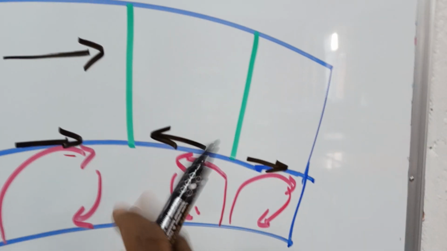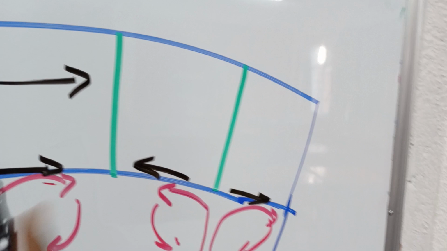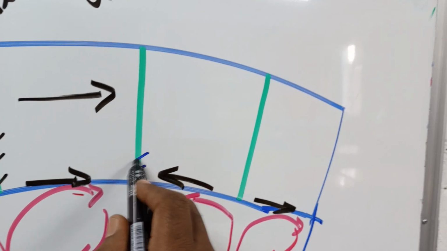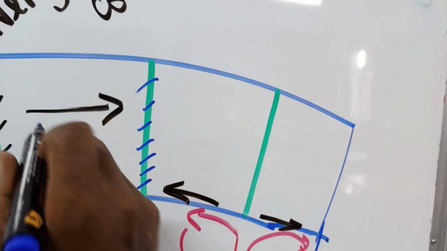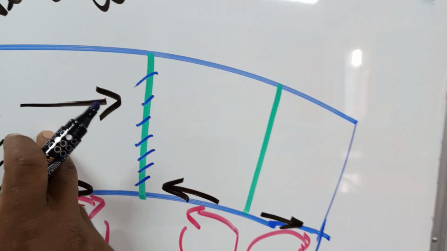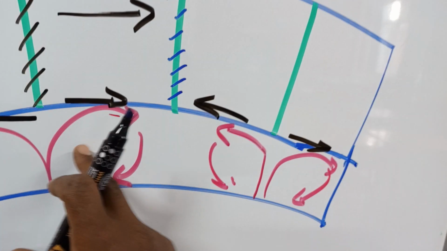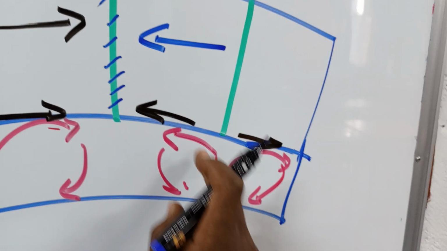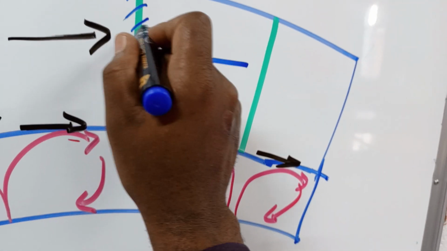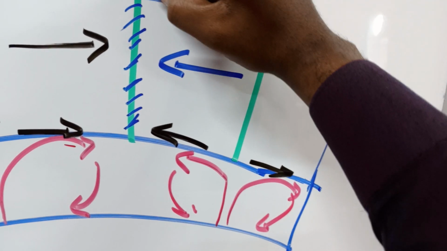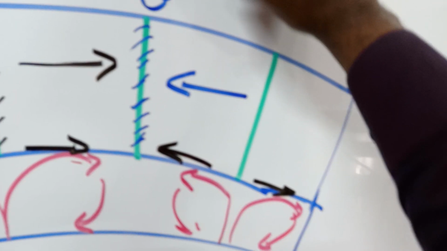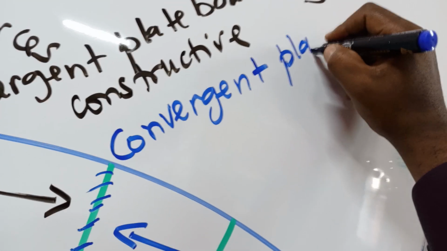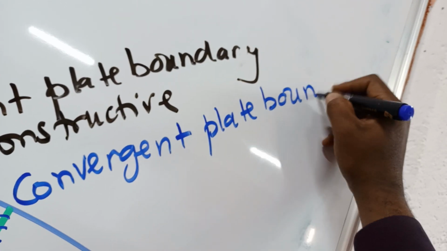And where the magma is creating compressional forces here, see, this arrow is coming here, so this plate is coming towards here following the movement of the convectional current, and this is coming towards here following this movement. So this plate boundary is called convergent plate boundary.